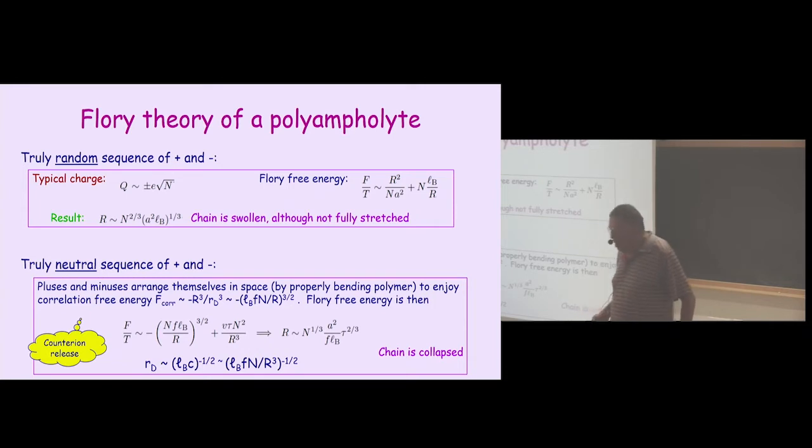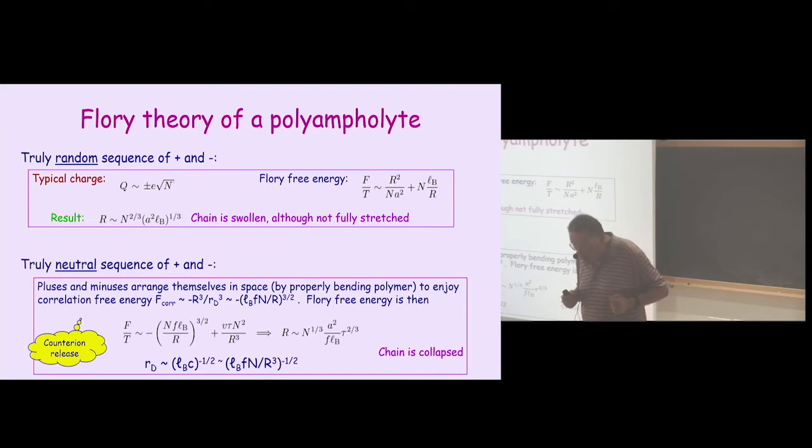On the other hand, if you have a truly neutral sequence of pluses and minuses, then something beautiful happens. Because now these pluses and minuses attract each other. This thing actually forms a globule. And inside this globule you can imagine that there are pluses and minuses. This is already reminiscent of the pictures of salt and Debye screening length, and Debye would love to see this picture inside the globule. There are pluses and minuses.